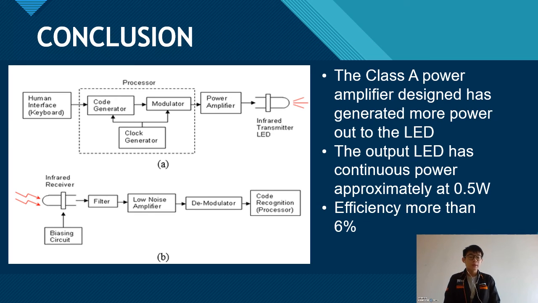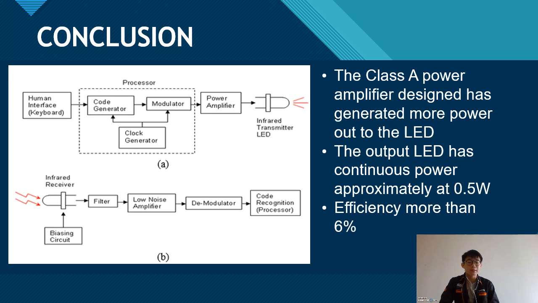Conclusion. Now I'm going to conclude our whole mini project by reviewing the 3 main objectives of this mini project and seeing whether we have successfully achieved all of them. First, the class A power amplifier design has to generate more power output to the LED. As we know, we have successfully amplified the input current and voltage to a higher value. So this first objective has been achieved.